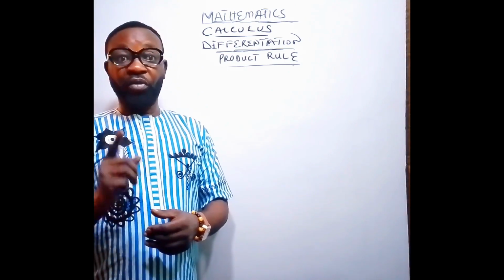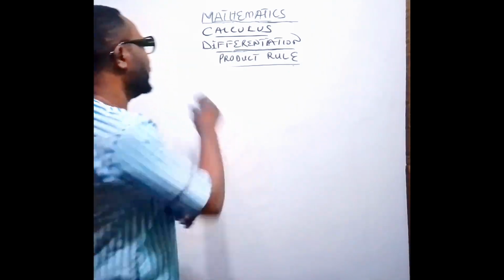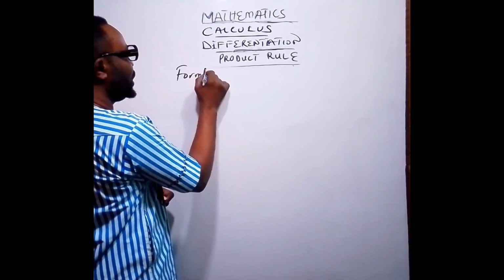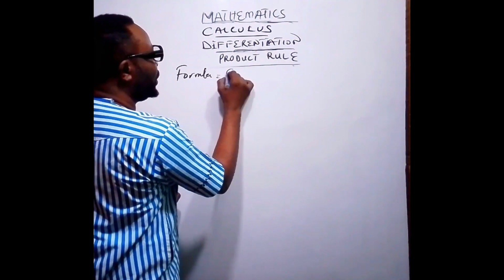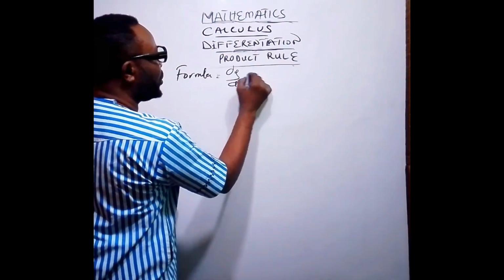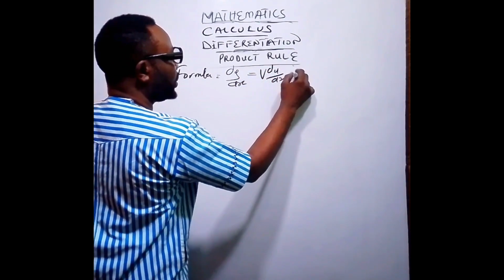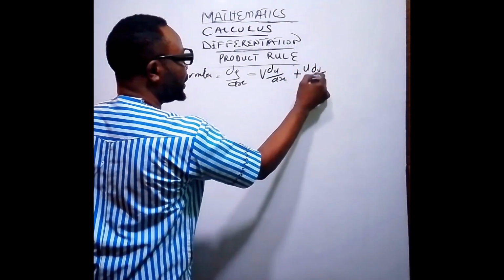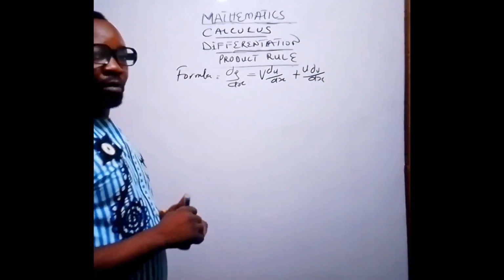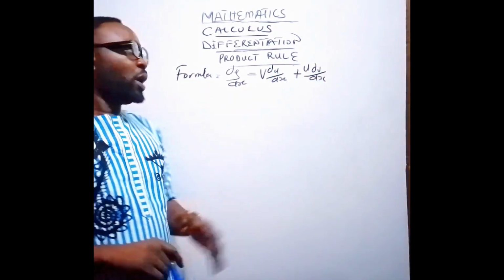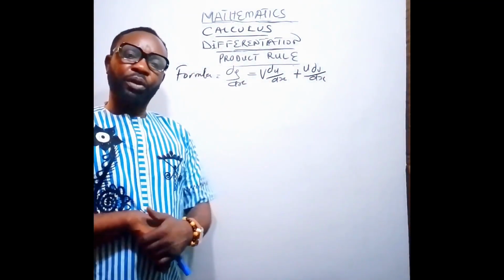What is the formula for the product rule? I'm going to first of all provide you with the formula. The formula of the product rule is dy/dx equals v du/dx plus u dv/dx. That is the formula to use when you are making use of the product rule.